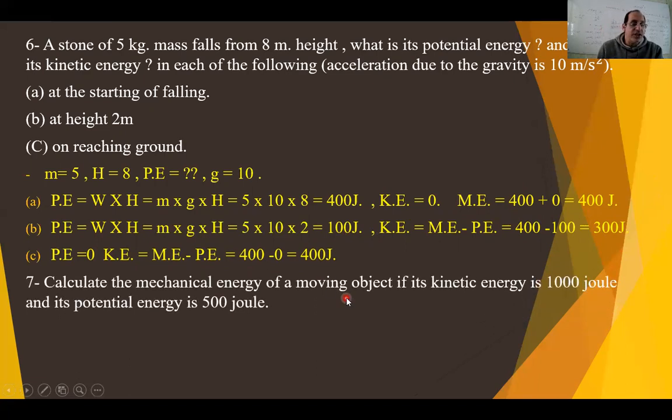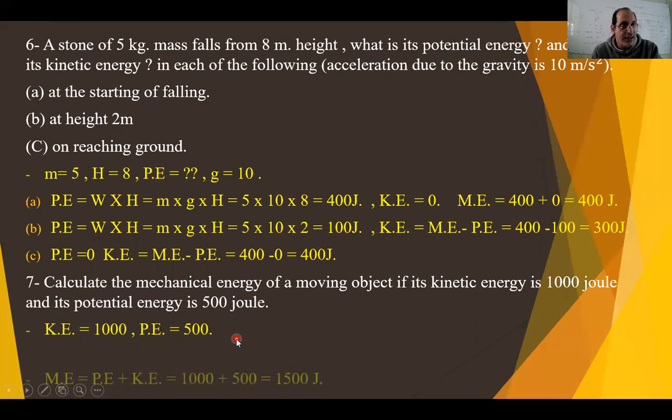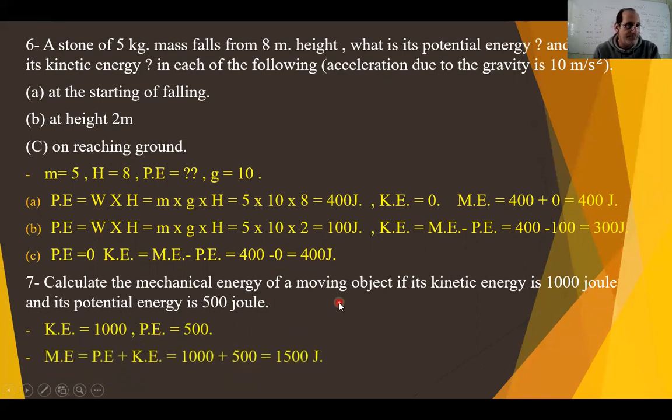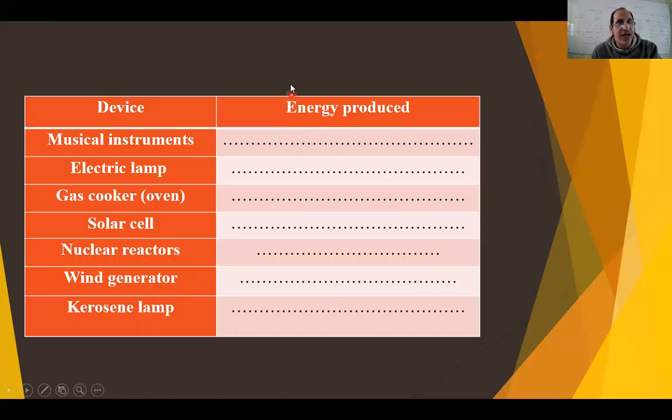Calculate the mechanical energy of a moving object if its kinetic energy is 1000 and potential 500. Mechanical equals potential plus kinetic, 1500 joule. Let's go to the second type.